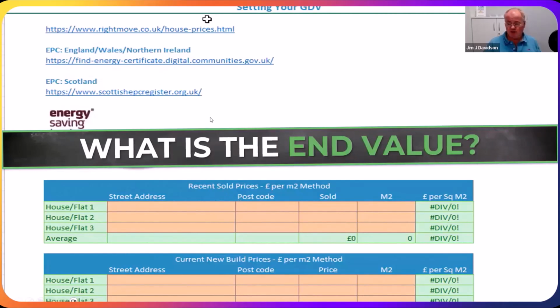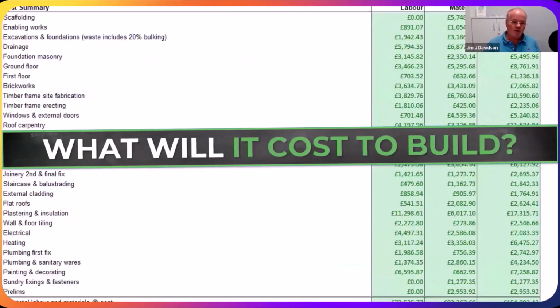And this is just doing what surveyors do, essentially finding out recently sold prices, current new build prices, and current asking prices, and making an assessment. Because what we want to do is to come out with a pounds per square metre to give us our GDV value. And then what we need to now establish is what our build costs are.